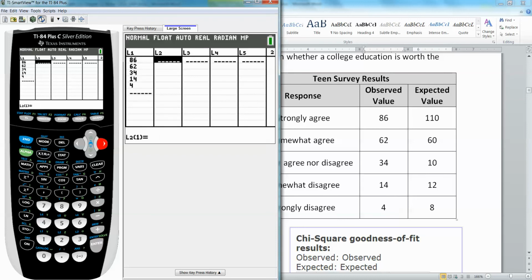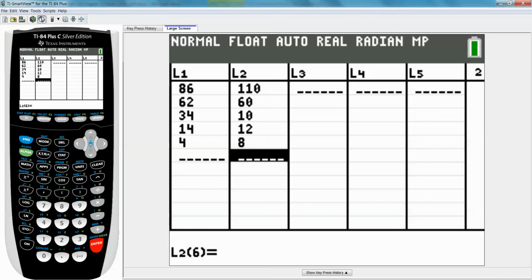There we go, and go to the right. You just have to remember which one you put where. So I'll just try to remember that L1 has my observed values, and L2 has my expected values.